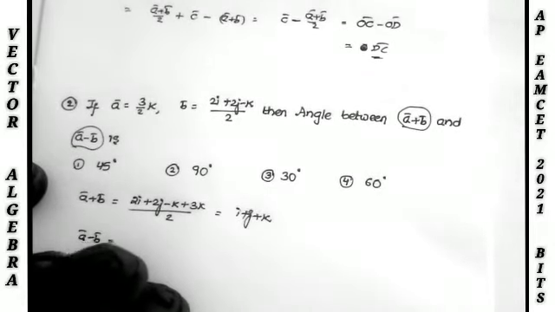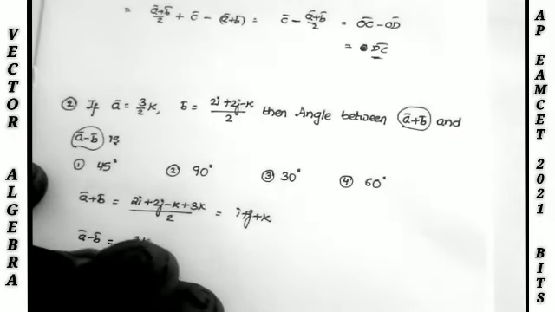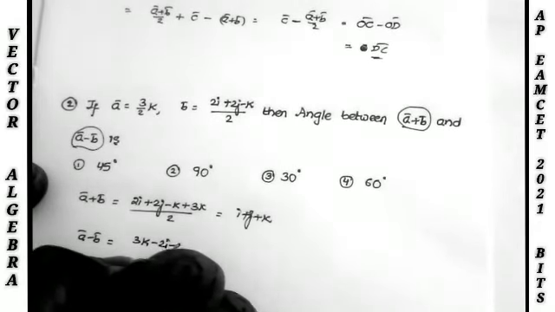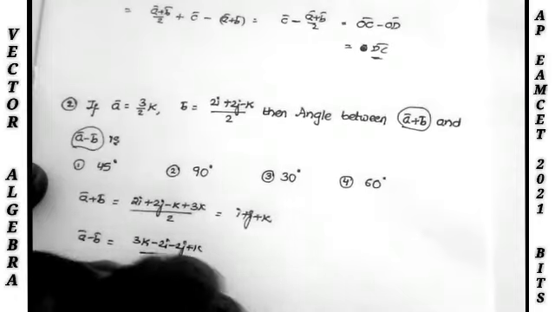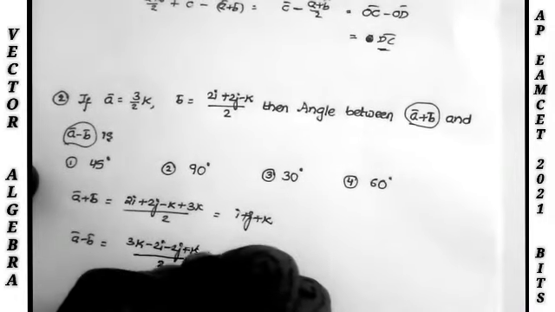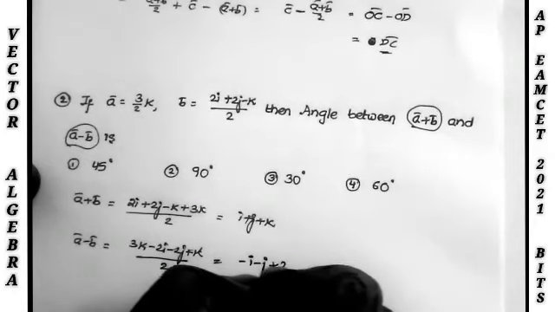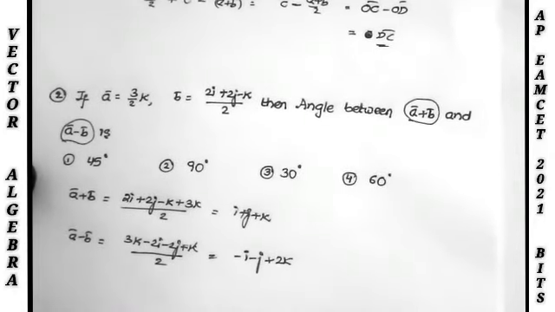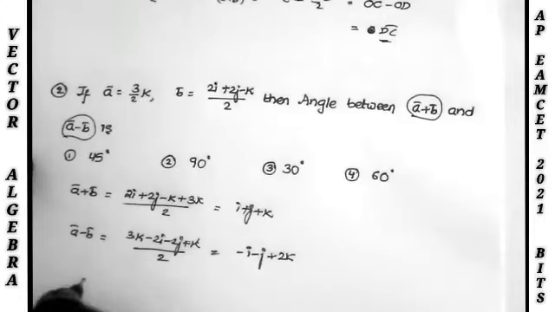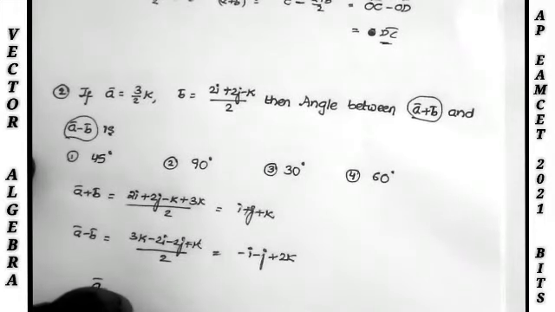And what is A bar minus B bar? This is 3K minus 2I minus 2J plus K by 2, which is equal to minus I minus J plus 2K. So this is the value of A bar minus B bar. What is the given question? The angle between these two. So first I am finding the dot product of these two vectors.